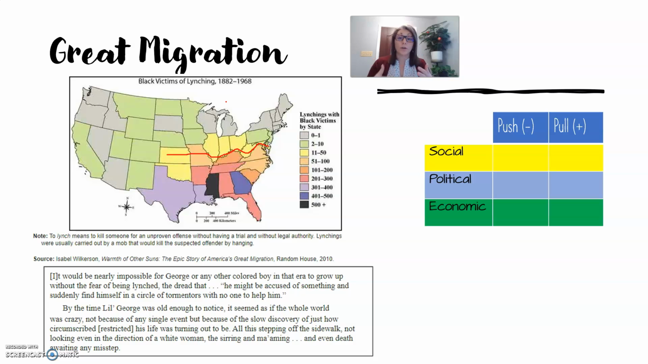Now, there are still threats, there's still tension, there's still violence that happens in the North, but the threat is much more real in the South, as you can see. So this, I think, would be an example of a social push factor, because this is how people are living, how they're interacting with others, and this is definitely a reason why some people would want to leave the South and go to the North, where it might be a bit safer.